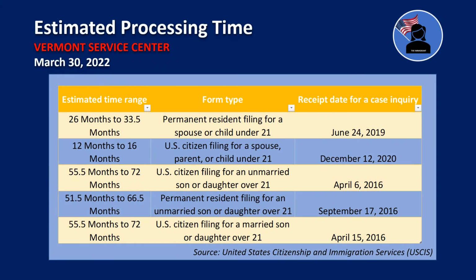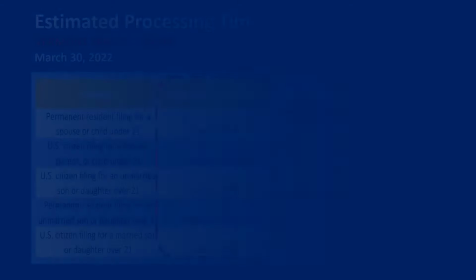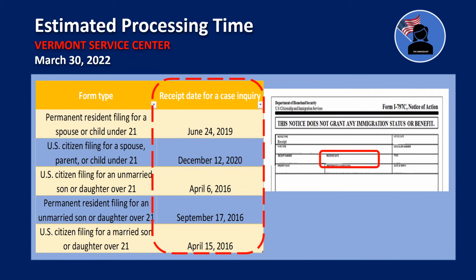Here is the processing time at Vermont Service Center. If you submitted your form to the Vermont Service Center, and the receipt date in your Form I-797 is before the dates shown here, and you haven't received anything yet from USCIS, you may submit an outside normal time service request online in the USCIS website.